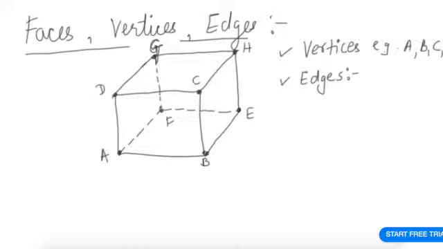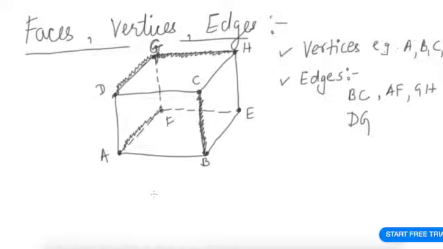Edges are sides. So for example, BC is an edge. Can you call GH an edge? Yes, GH is an edge. Can I call AF an edge? AF is also an edge. GH is also an edge. Any of these sides you can name. We can also have DG. This is also an edge. So we now understand what edges are.